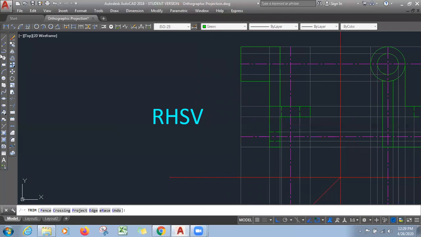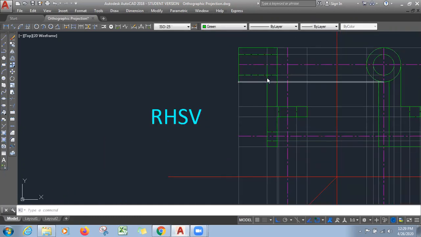Okay, then the circular hole which cannot be seen will be shown again by a dotted line. So here we will have two dotted lines. Okay, you can change properties for this. Once you change it, you can change it for this also.